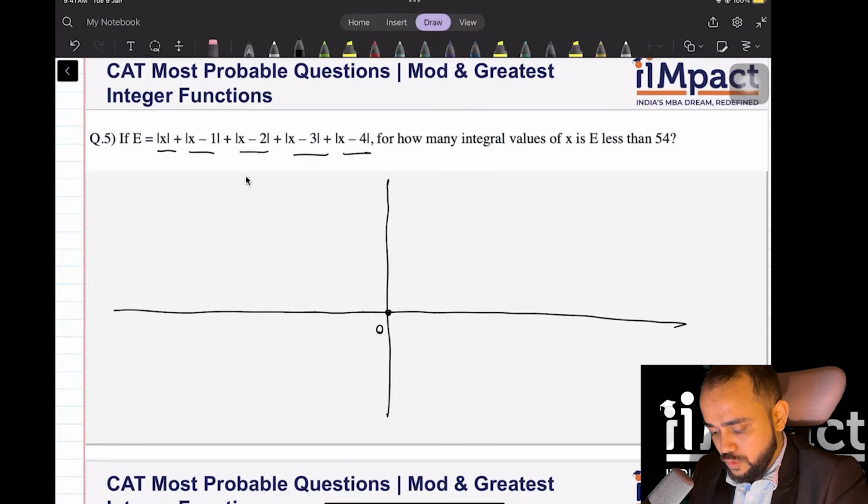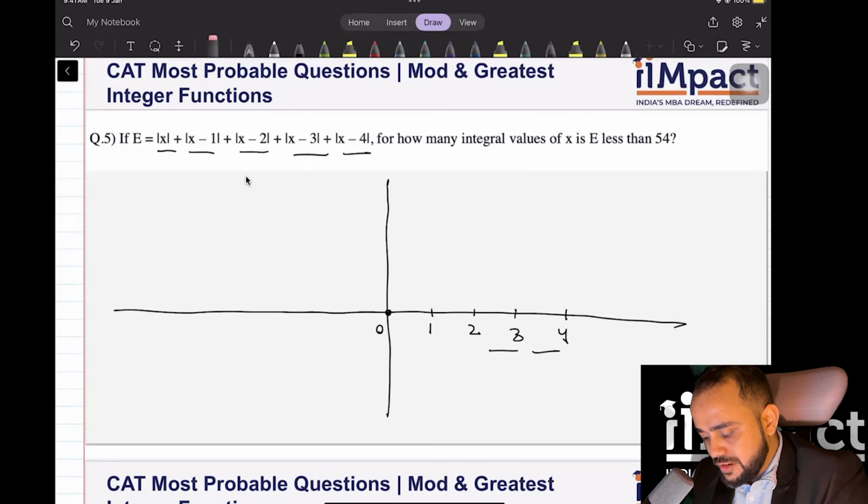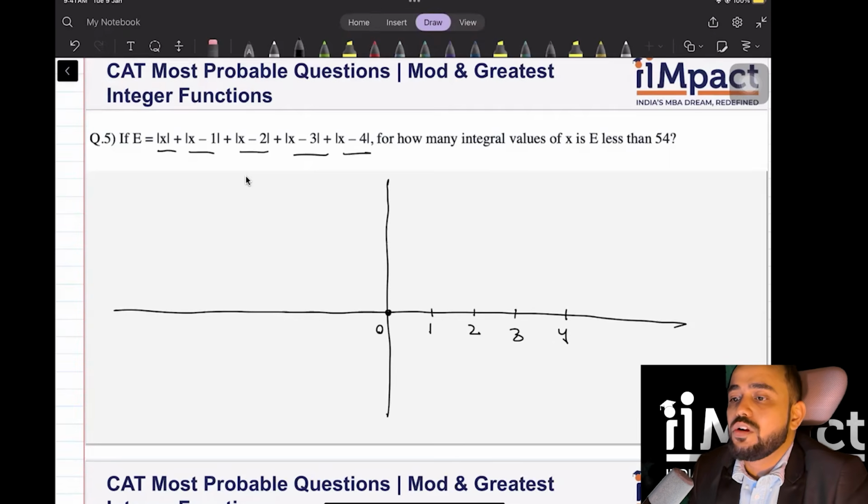You have points 0, 1, 2, 3 and 4. First of all, we are doing sum of distances. That much is clear. Secondly, the distances are being taken from points which are separated from each other by the same distance of 1, 1, 1, 1, which means that your graph will be symmetrical around x is equal to 2. So let us put x is equal to 2. Let's find what the value will be.